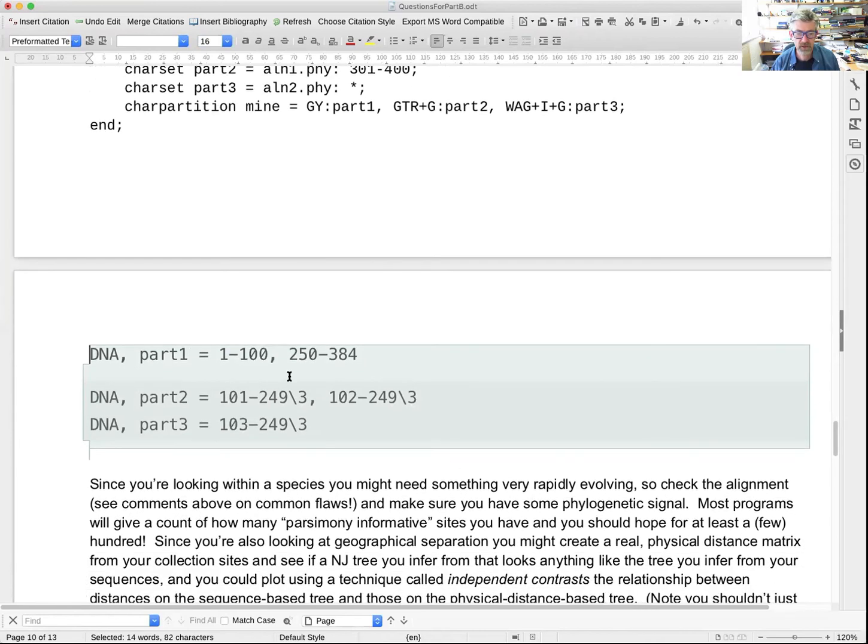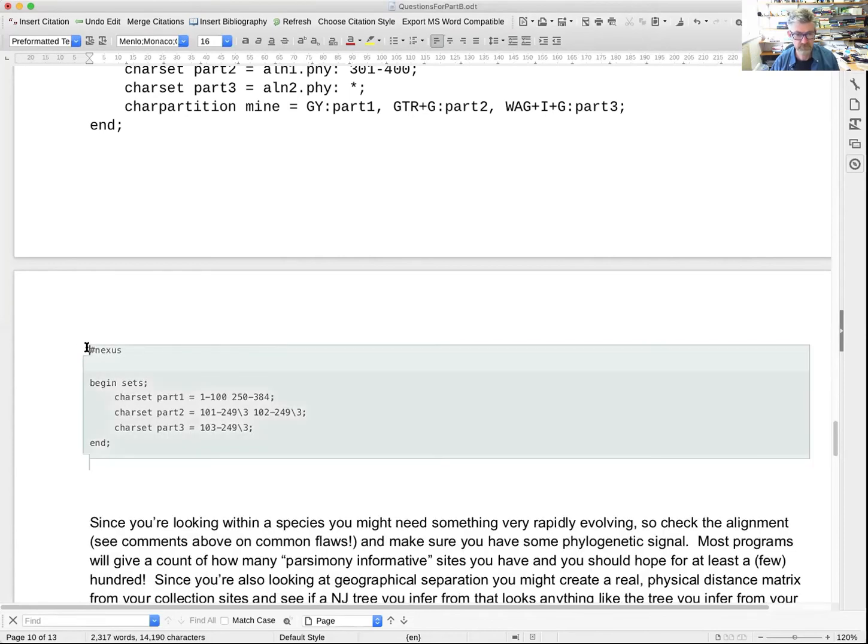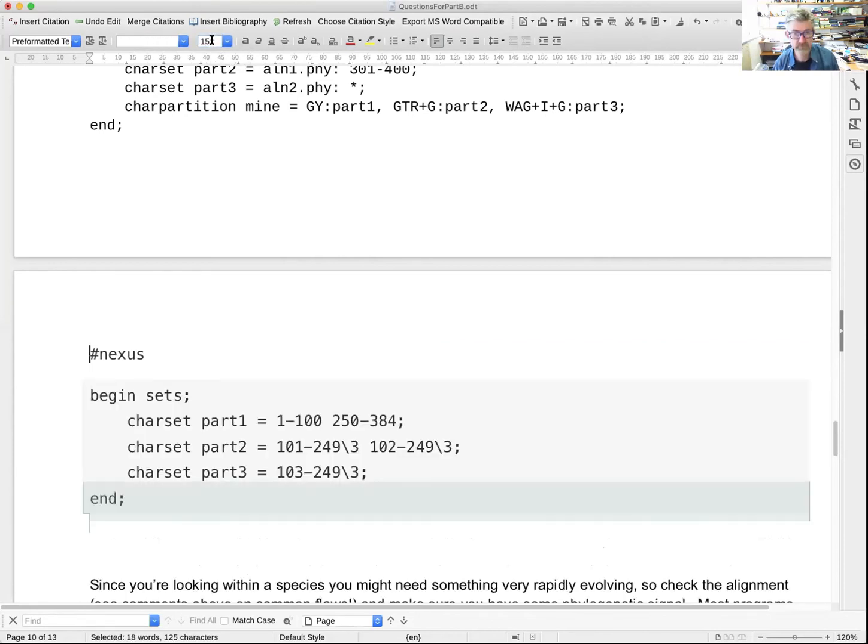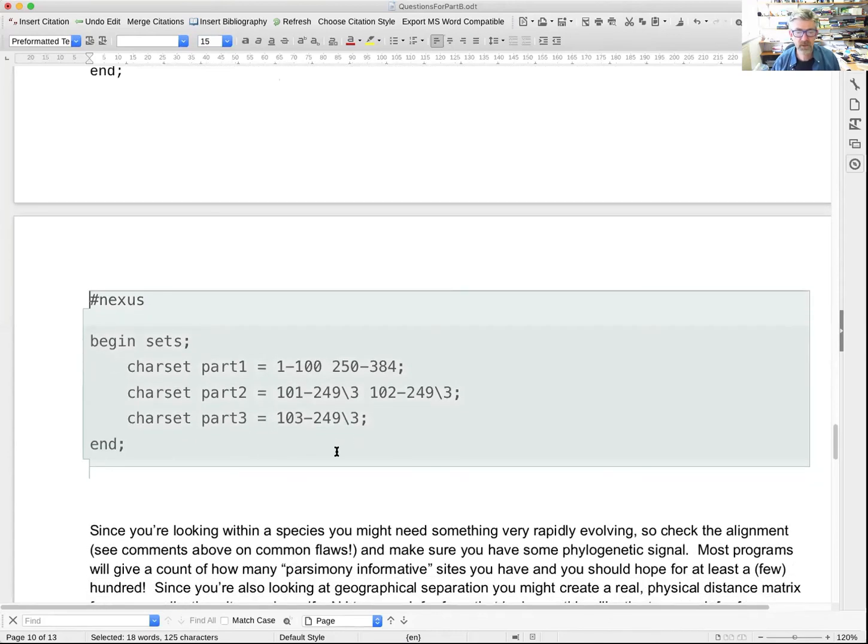So the syntax is perhaps a little bit cryptic, but it's not too bad. Actually, I use this one, Nexus format, because it's the same. Make that bigger. So this is how we can say the different character sets. That's charset. Part 1 contains these sites 1 to 100 and 250 to 384.